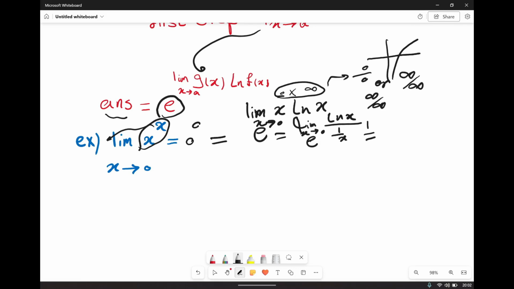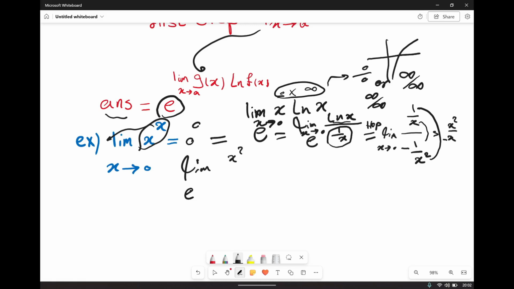Right now we can use L'Hopital, and we know the derivative of ln x is 1 divided by x, and the derivative of 1 divided by x is minus 1 over x power 2. Right now limit x goes to 0, and if we put these two parts on top and these two parts on the bottom, we come to e power limit of x power 2 over minus x, x goes to 0. One of them cancels, and the answer is e power limit of minus x, x goes to 0, which is e power 0, and the total answer is 1.